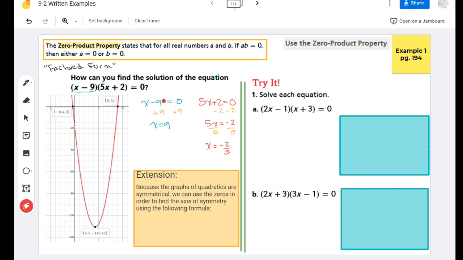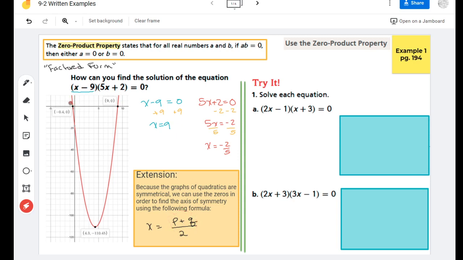Now here's what's kind of cool. I'm doing an extension to get you to look ahead a little bit. Because the graphs of quadratics are symmetrical, the vertex lies on the axis of symmetry. We can use the zeros that we got to find the axis of symmetry using this formula: x equals p plus q all over 2. This is just an average.